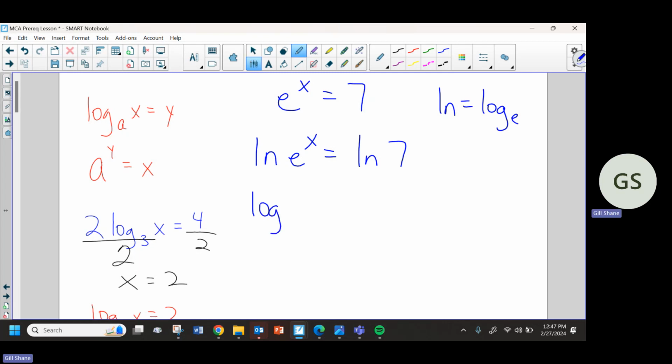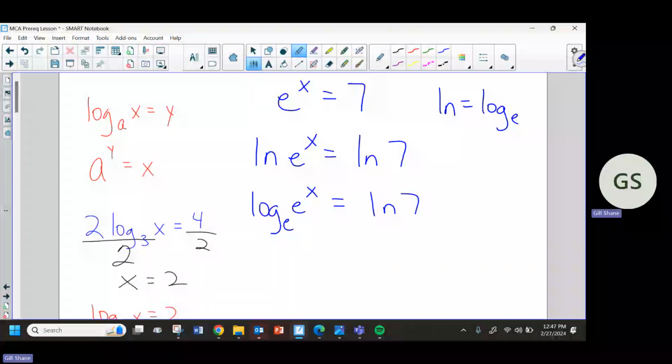I could change it to log base e of e to the x. What did we say about that? These cancel out, right? So we're just going to be, oh, and then I could write log base e over here of 7. I'm not going to change that side, though, because we don't need to on that side. Doesn't help me cancel anything out. I didn't do anything to this side. I just changed what that means. So it's like substitution in doing math.